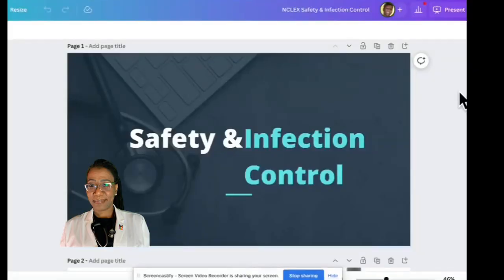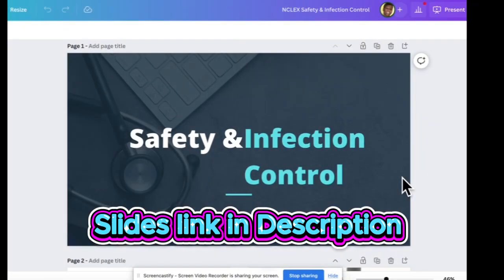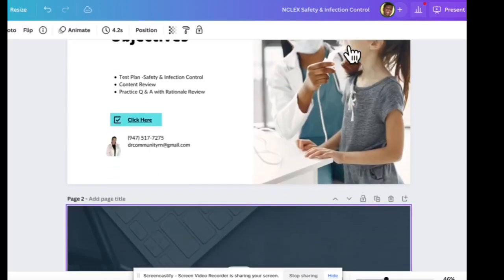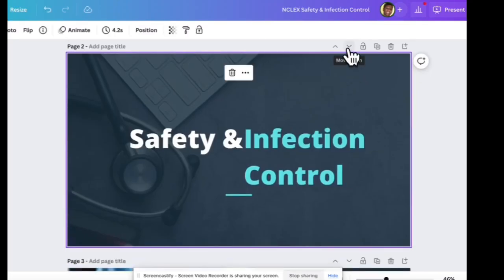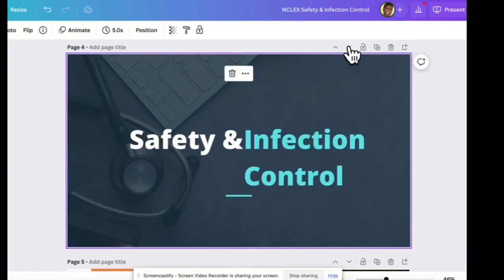Okay, so let's get started. We're exploring safety and infection control, one of the 8 client need areas on the NCLEX. These slides should be included in your email, where you got access to not only these slides, but practice questions and some Google Doc notes as well. So let's go ahead and move through this mini lecture, as there are a lot of notes to share.